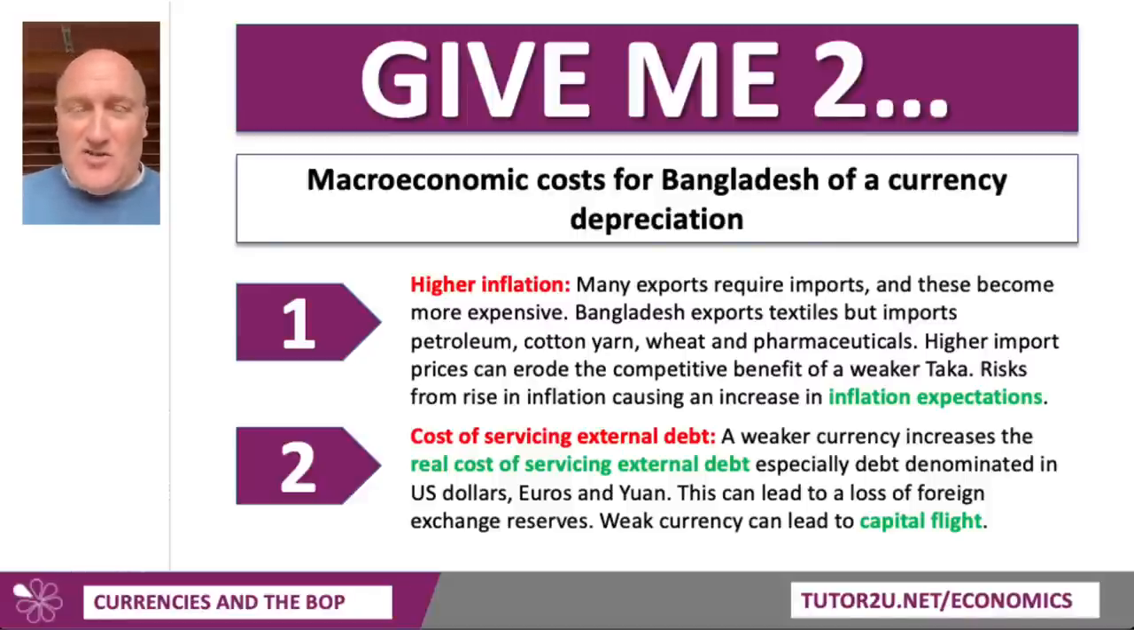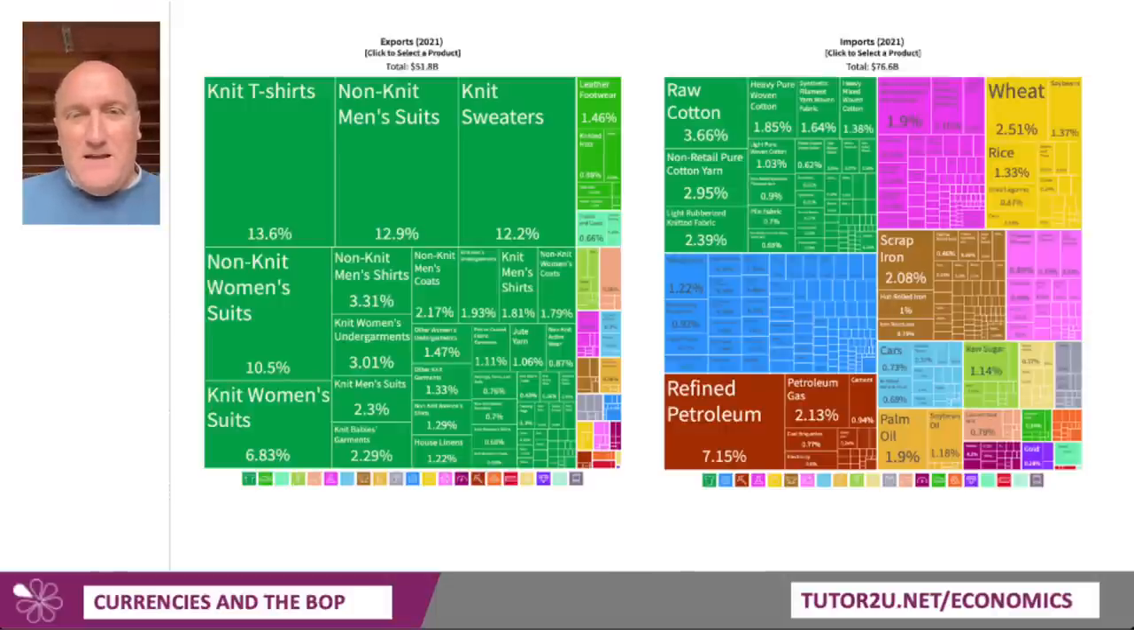A bit of evaluation just to help the story here. So go back to wonderful OEC.world. On the left-hand side, that's what Bangladesh exports. And green is textiles. So you can see that Bangladesh is a little bit dependent on textiles. 85% of their exports is now linked to garments, including woolly hats. Quite interesting.